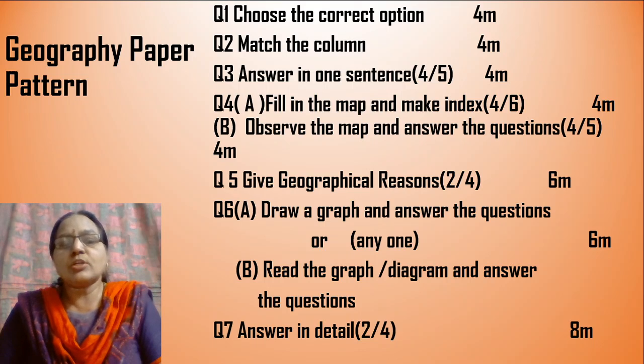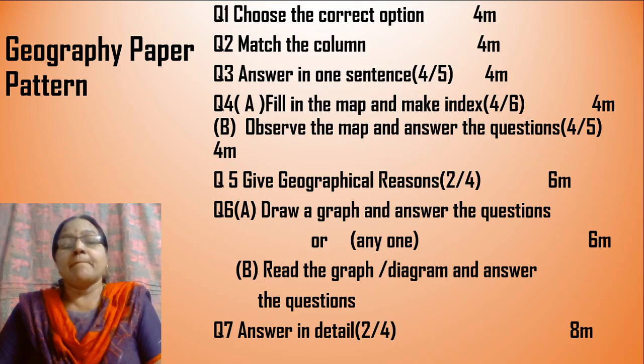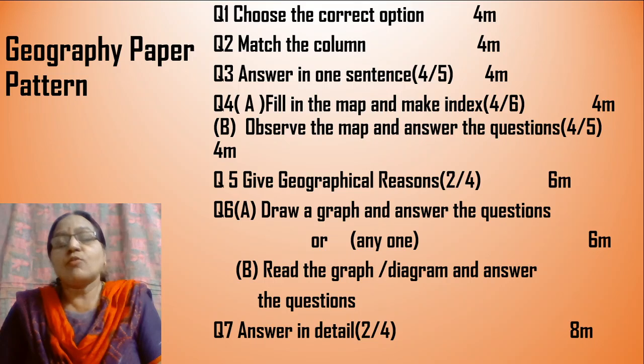Then the next one is match the column. Under match the column you'll have to write the correct answer, whatever the answer is, alongside. Do not draw arrows or write, say, 1A, 2B, etc. Then, answer in one sentence. You'll be given 5 questions, out of which you'll have to answer 4.